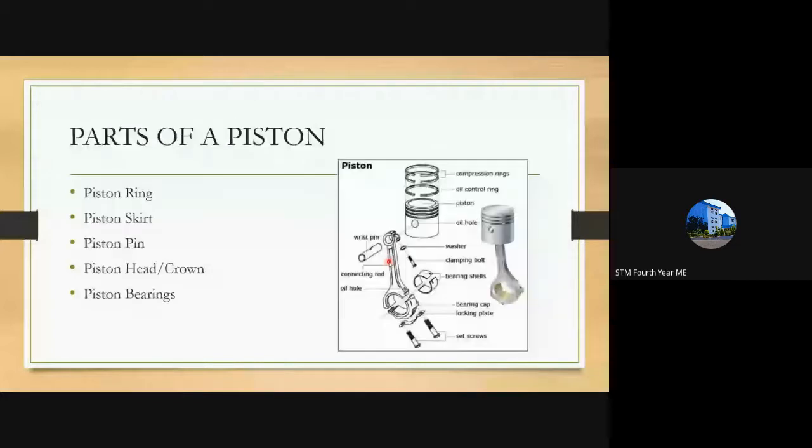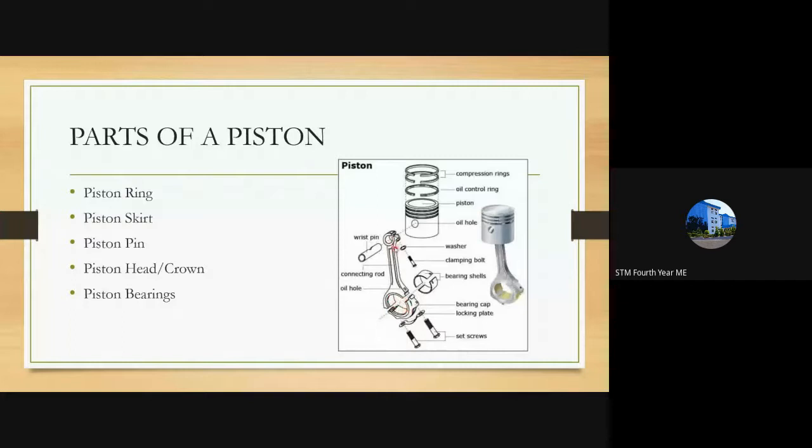Then comes the parts of a piston. So this is a complete piston, and one end of the piston is connected to a connecting rod. This is a connecting rod. So a connecting rod has two ends. This is called the small end, and this is called the large end. A small eye and a large eye. So two points of the connecting rod.